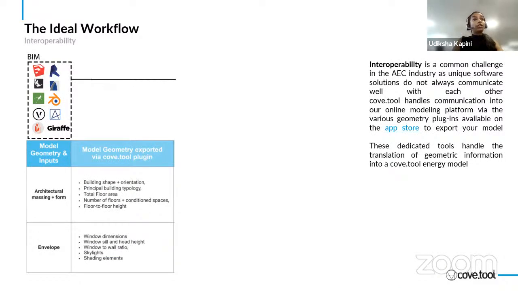So let's now go into the interoperability section. Ideally, as we know, interoperability is a key factor in order to maintain the amount of data that's being translated from your very detailed BIM model to the energy model. And it is a key factor and a common challenge we are seeing in a lot of software tools out there. Which is why we are able to bridge that gap by providing plugins for geometry modeling tools, the most commonly used modeling platforms. We are providing plugins in order to bridge that gap between the translation of data from your building information model and into your energy analysis on Cove tool.